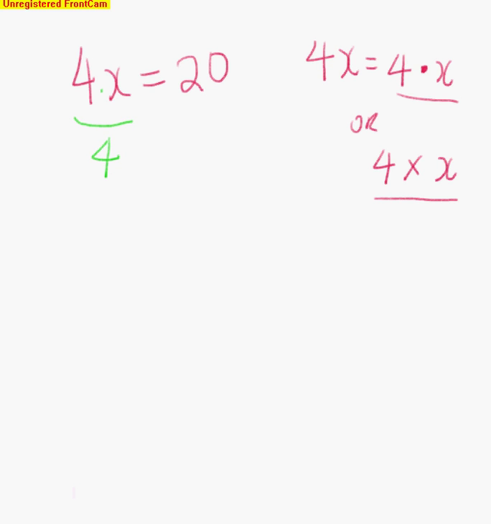I forgot to do this as well. We're still highlighting our variable because our goal is still to get it by itself. So there we go. Now we're dividing both sides by that same number. That cancels out to become 1. So now it's just x on the side, which is equal to 20 divided by 4. x would be 5. There we go.